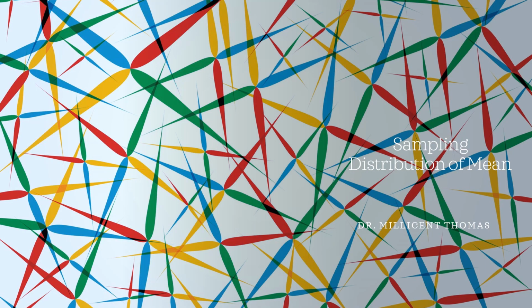So in this video, we learnt about the sampling distribution of mean and also the graph comparing the original distribution and the sampling distribution. Hope this video was helpful.